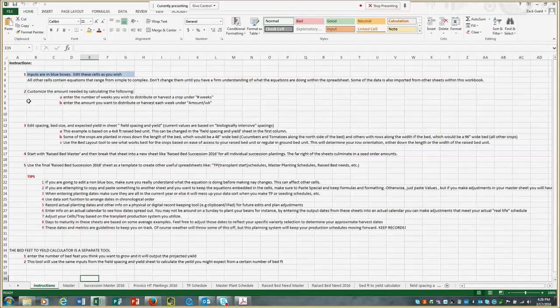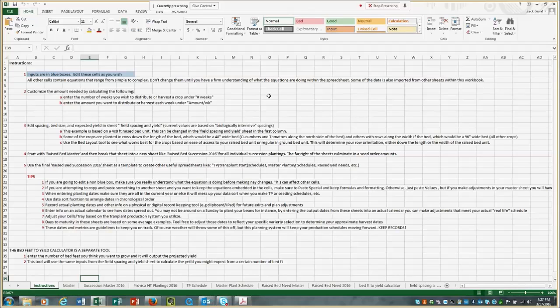The second thing is customize the amount needed by calculating the following. Okay, so there's a number of different ways that this can be done, but in this spreadsheet what I've done is to start by entering the number of weeks you wish to harvest or distribute a crop under the number of weeks. Now the data that I have in this spreadsheet is data that I've collected over a number of growing seasons for a very intensive small scale farm. Now you may not want to distribute or harvest these crops for the same number of weeks, so you can easily edit the number of weeks.